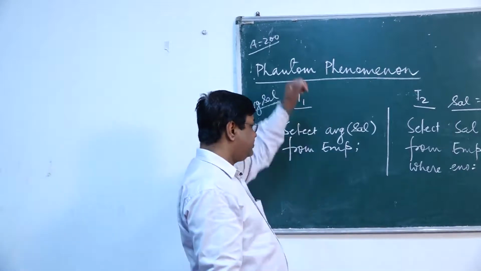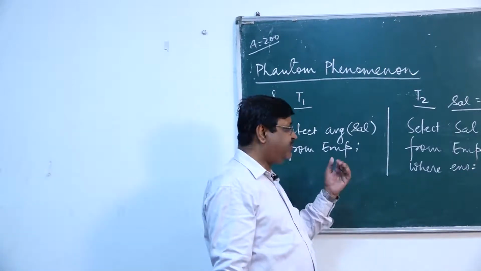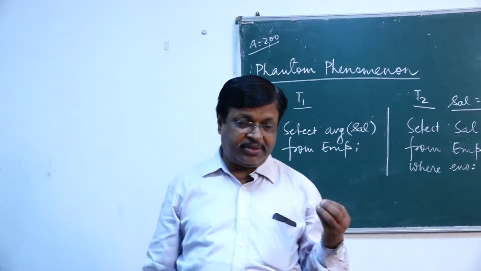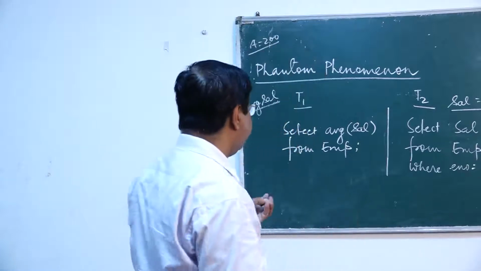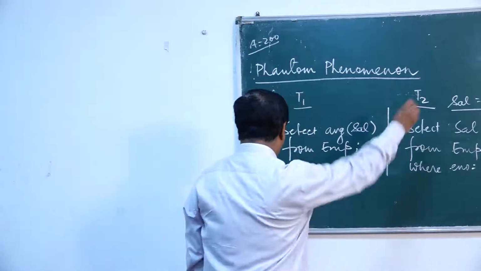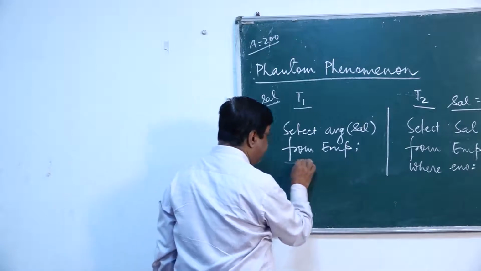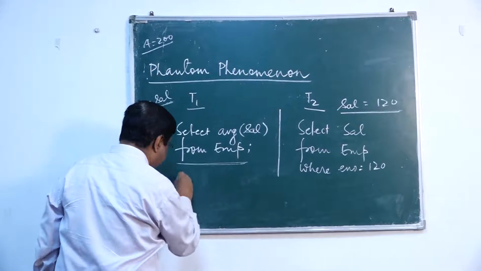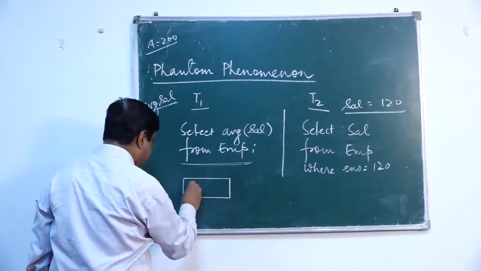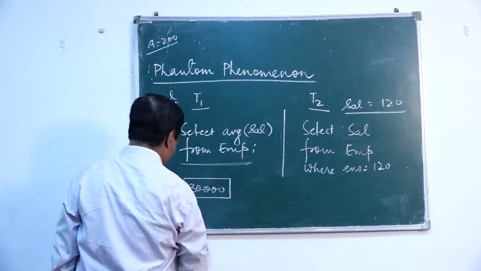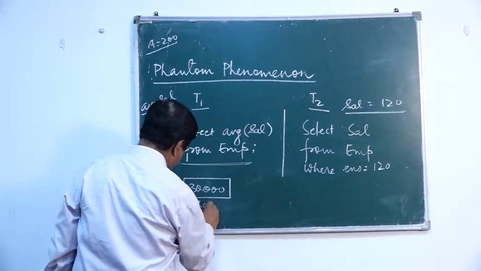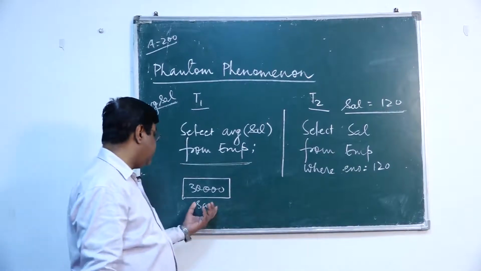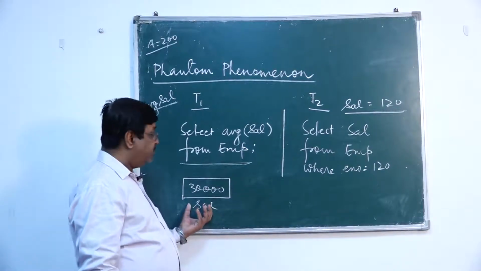Now, suppose there is a bit of difference in the arrival time of these two transactions T1 and T2. Say this transaction reaches the processor first and it fetches the average salary into the main memory. Say this is 30,000. Transaction T1 fetches the value and stores it in the main memory.